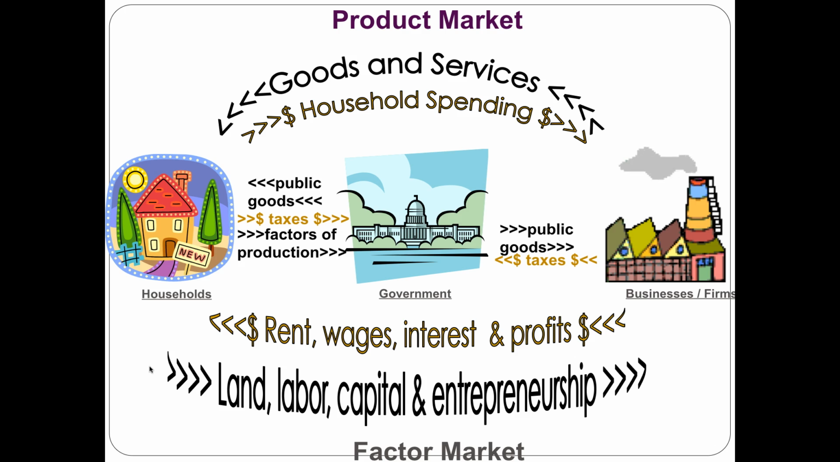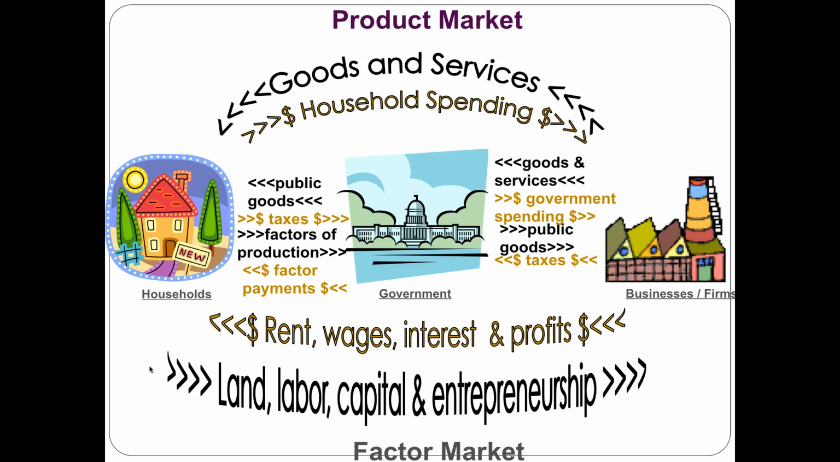Factors of production in the factor market are provided from households to government. Government in return in that product market is going to make factor payments. Then you have government spending in the product market. The government's going to spend money on businesses and firms. Businesses and firms in the factor market are going to provide goods and services to the government. So that, my friends, is the circular flow model in a nutshell.